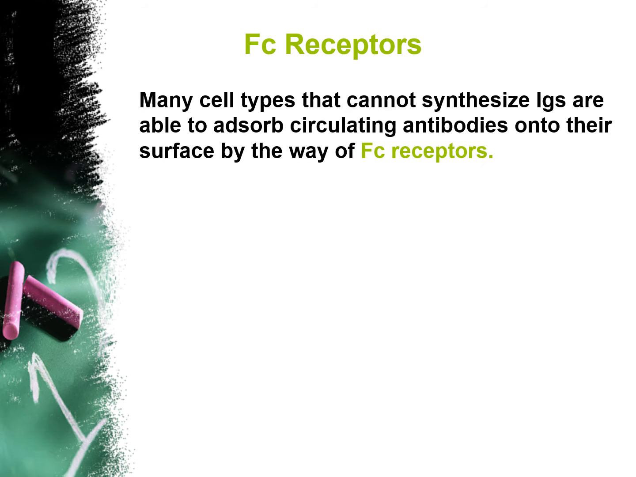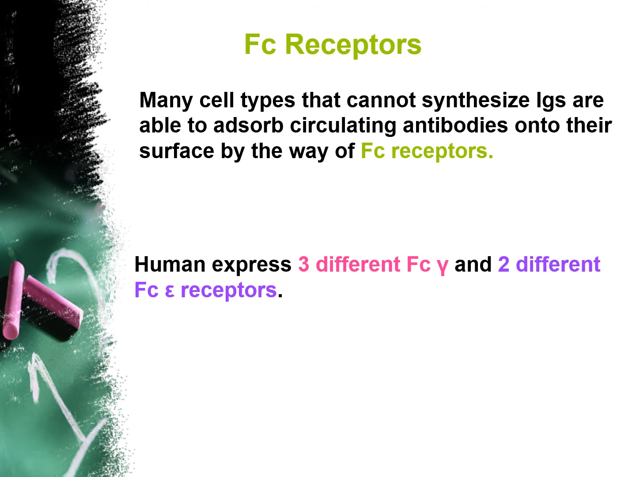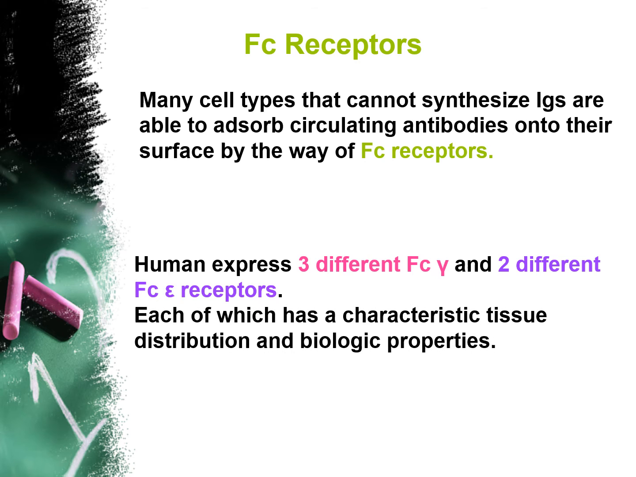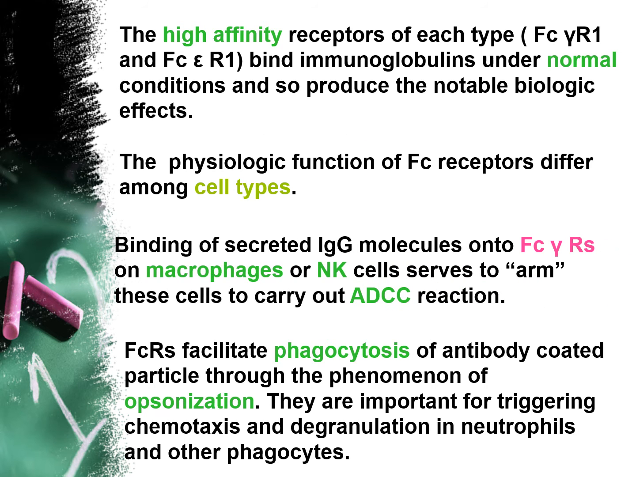Fc receptor. Many cell types that cannot synthesize immunoglobulins are able to absorb circulating antibodies onto their surface by way of Fc receptors. Humans express 3 different Fc gamma and 2 different Fc epsilon receptors, each of which has a characteristic tissue distribution and biological properties. The high affinity receptors of each type, Fc gamma receptor 1 and Fc epsilon receptor 1, bind immunoglobulin under normal conditions and so produce the notable biological effect.